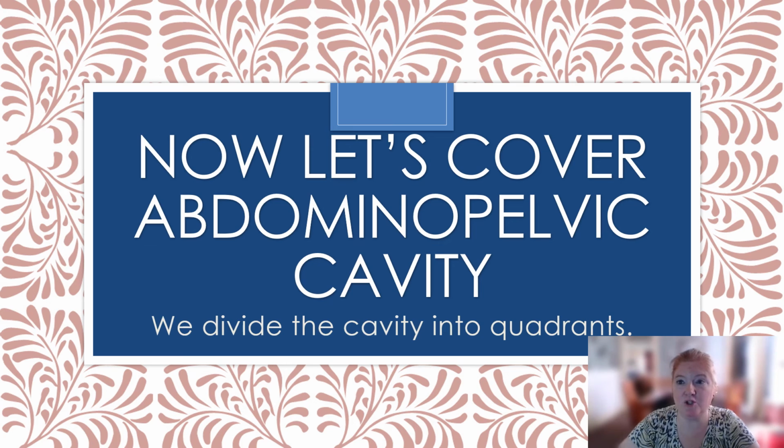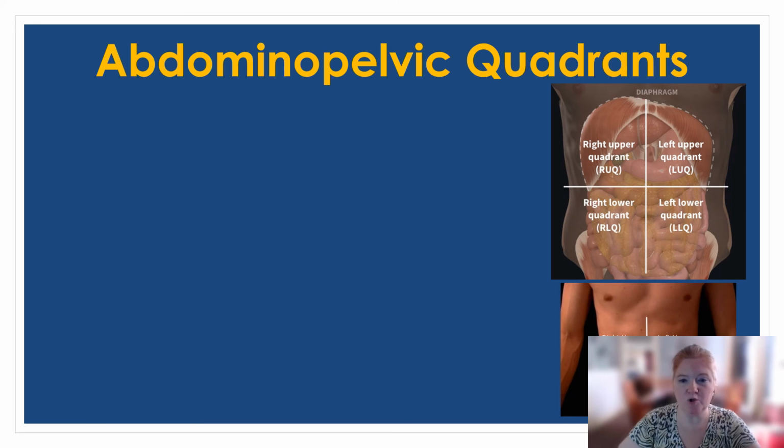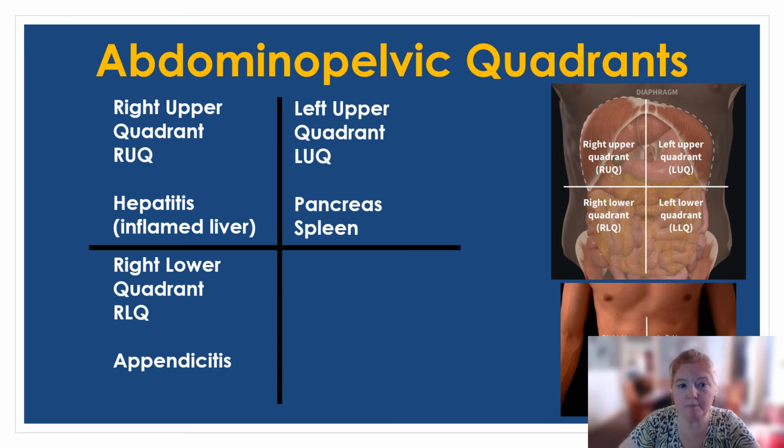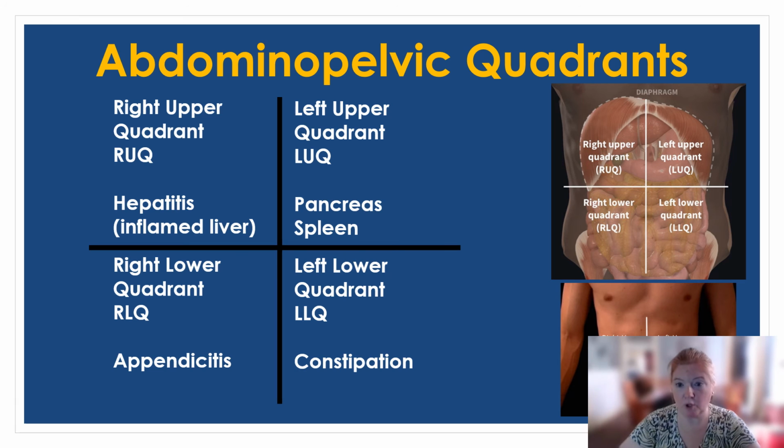Now let's look at the abdominopelvic cavity in greater detail. We're going to divide it into quadrants. So let's look at these quadrants. We have the right upper, the left upper, the right lower, and the left lower. Remember, always assuming the body we're looking at is in anatomical position. And the information, the organs you need to know are right here. So hepatitis, if you're experiencing an inflamed liver, that will probably be right upper quadrant pain. Appendicitis, right lower. Okay, so the ones on the screen are the only ones I'm going to ask you.